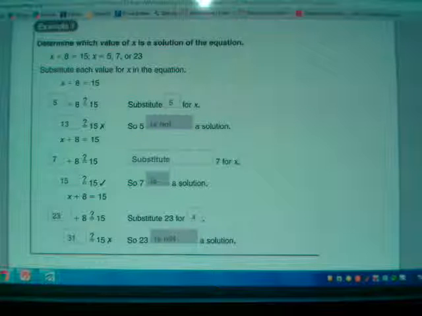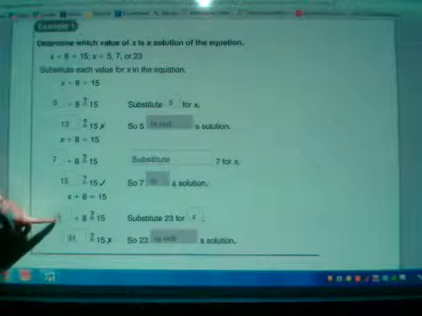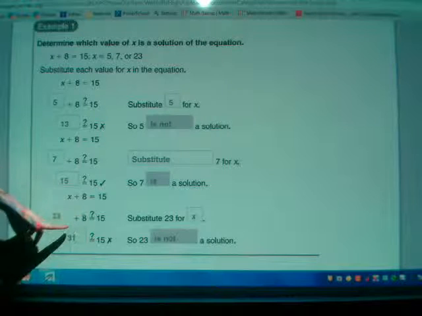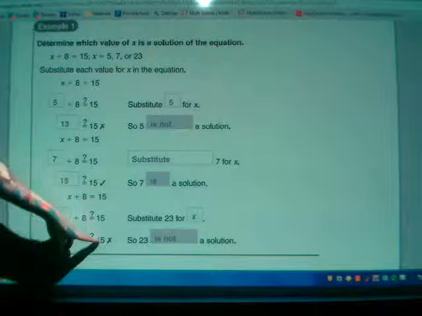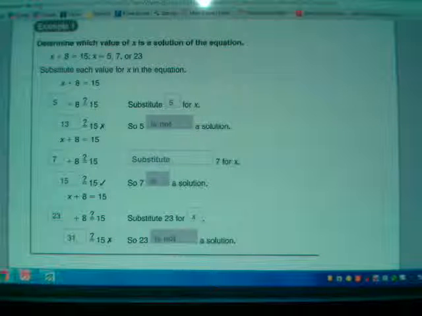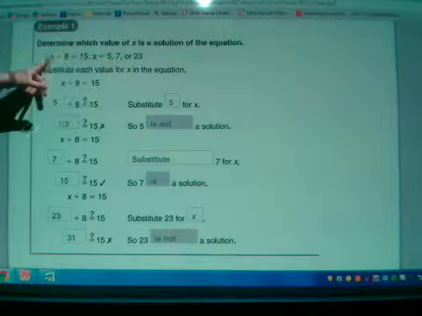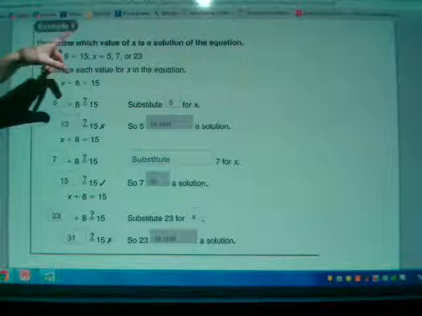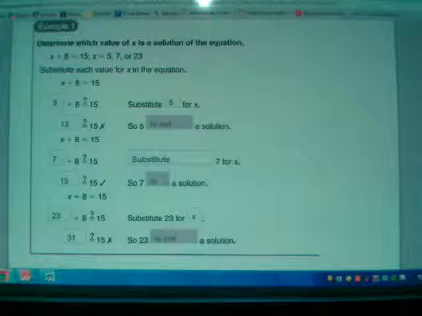We'll finish with 23, but we know this isn't going to work. We can check it though. 23 plus 8 is 31. Well, notice the other side is 15. 31 is not the same as 15. So the solution to the equation here is 7. 7 plus 8 on the left side gives me 15, which matches the right side that also says 15.